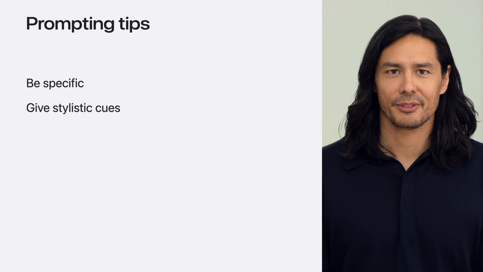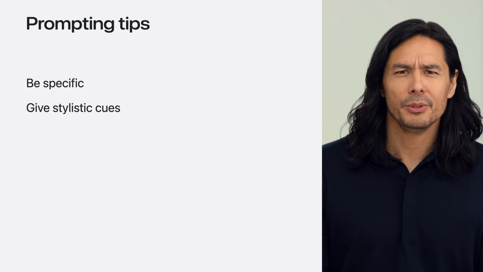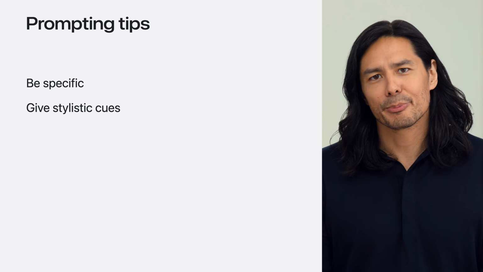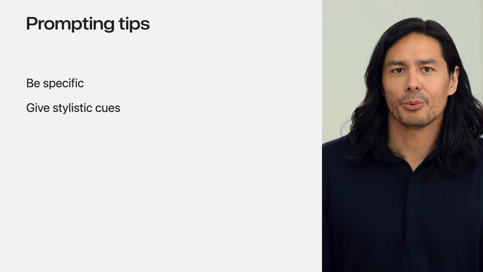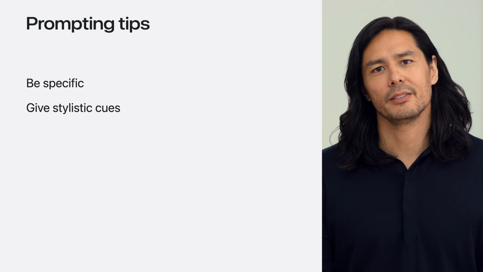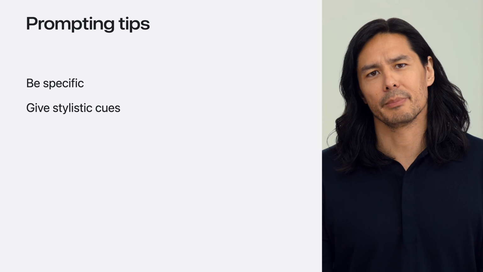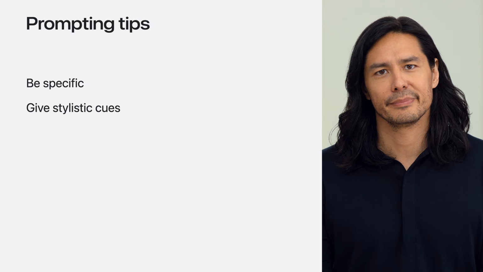Give stylistic cues. If you have an intuition about the mood or feeling you want your app to evoke, express those in the prompt. For example, for a book club, do you want to capture the warm atmosphere of a coffee shop and its color palette? Or do you want to highlight the feeling of paper and beautiful typography?